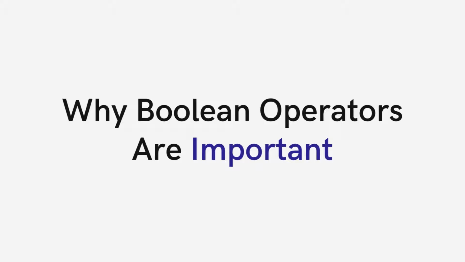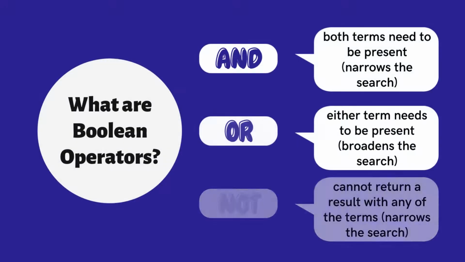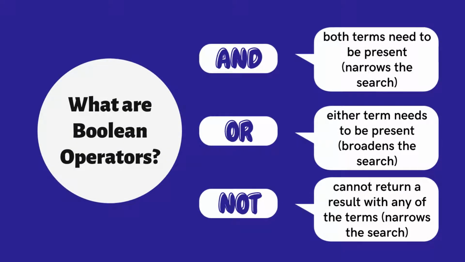Okay, so now let's talk about Boolean operators. Boolean operators are just using the terms and, or, and not in your searches. Let me explain it. When you use and in a search, then both of the terms will have to be present in the results. And that is a great way to narrow down your searches.